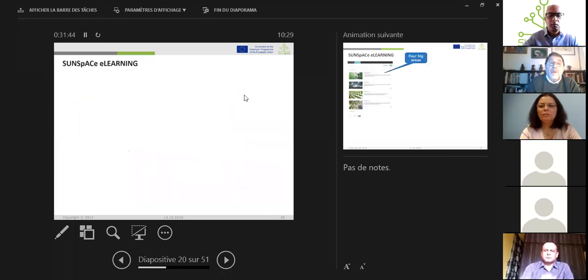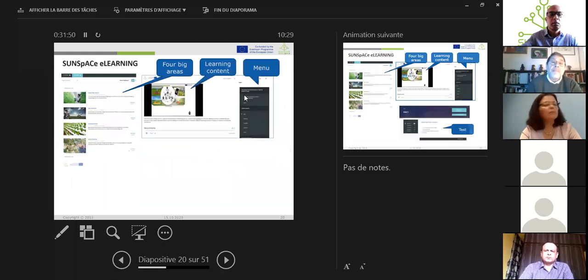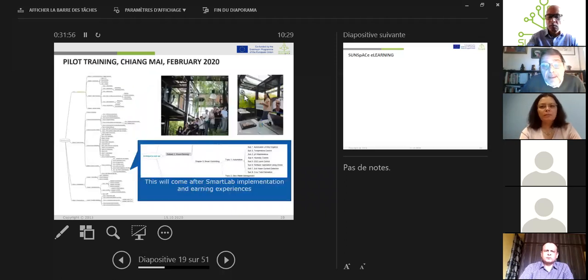Now, if we can go back for a moment, it is not finished, because as the pilot implementations are going on, we will learn many new experiences, and one block is still waiting for elaboration. This is the smart controlling, and this will be based on the use of the implemented and deployed smart labs.